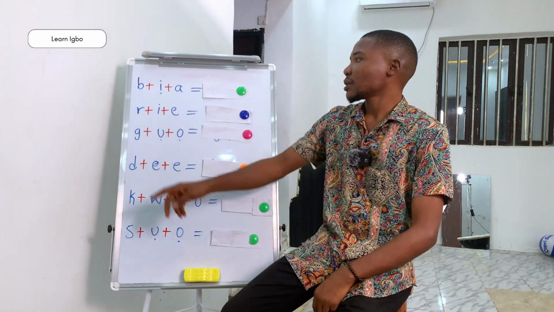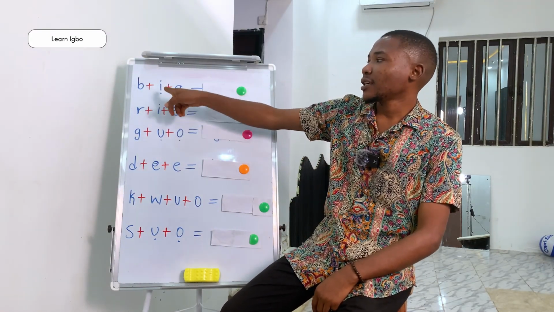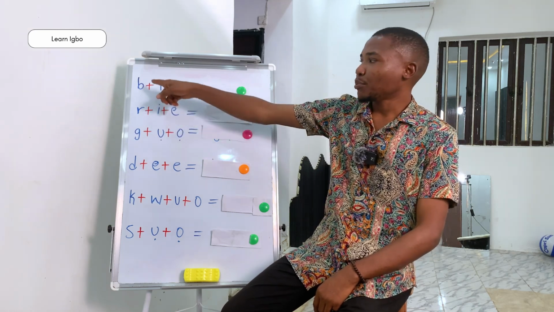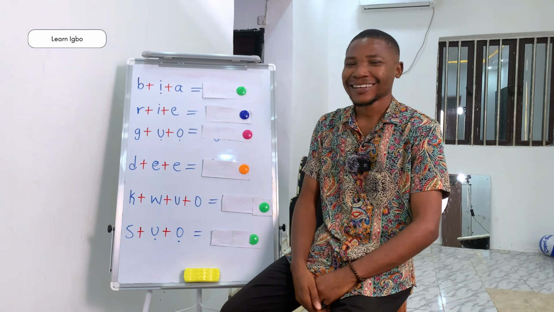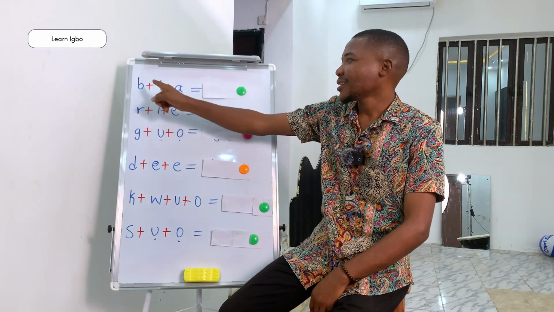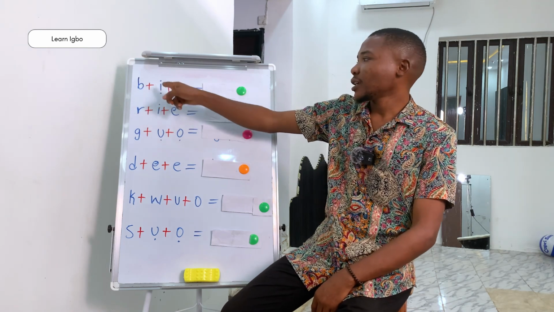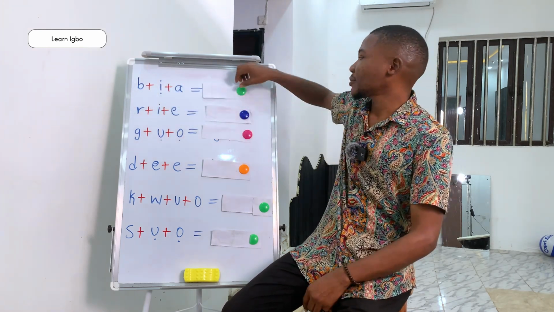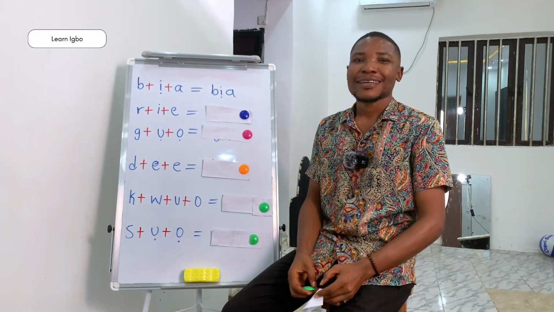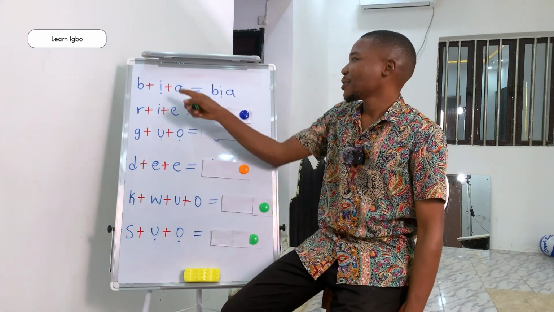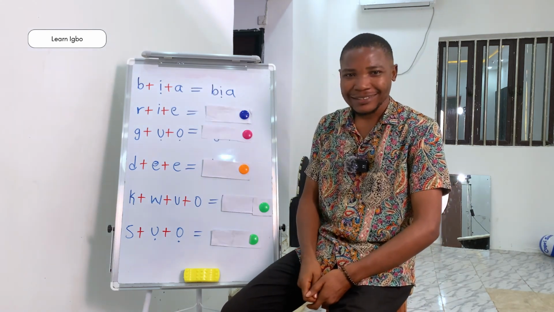So we are looking at B, A, A. Now B, A, A. Now we have what? Bia. Bia, B, A, A, Bia.